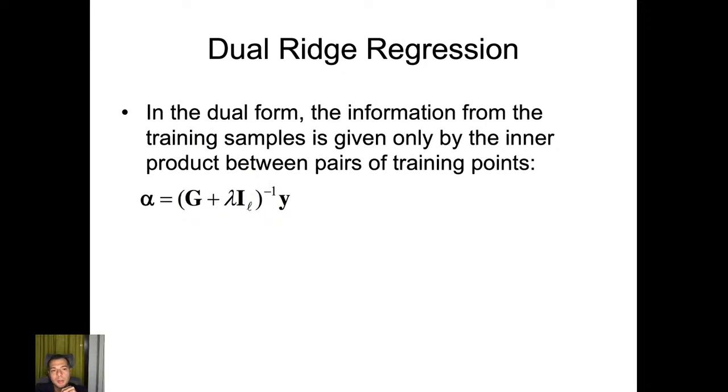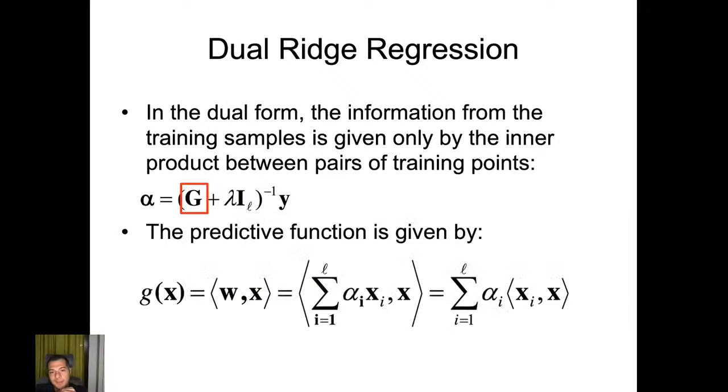So as I said before, we can obtain the solution for dual ridge regression by using the inner product between pairs of training data points. So we do not need to represent them in the primal form. This information is contained in the matrix G.